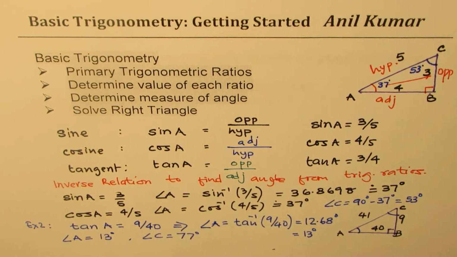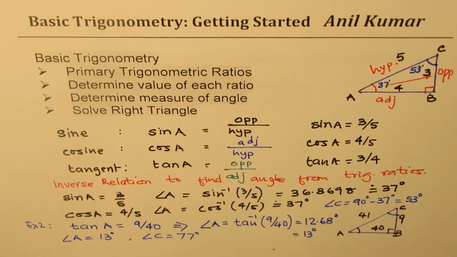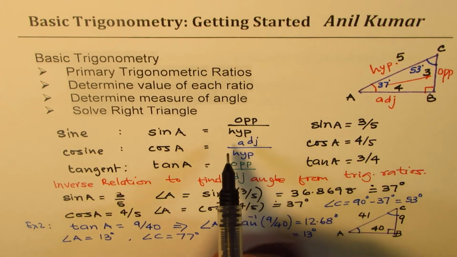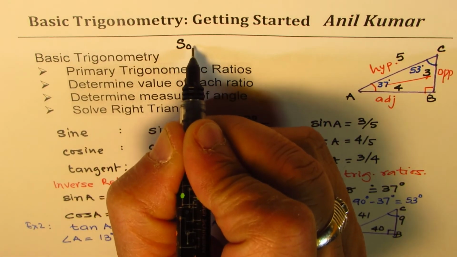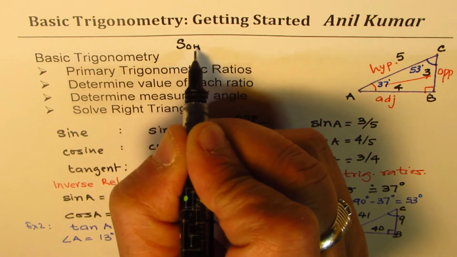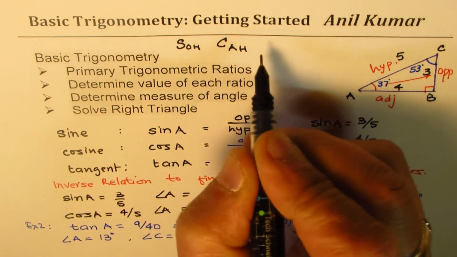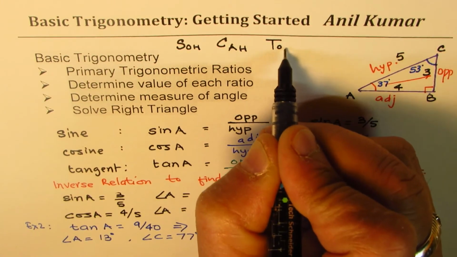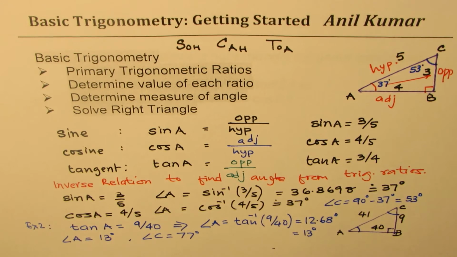Now, how do we remember that these ratios are defined like this? So we have a small acronym. So sine is opposite over hypotenuse, SOH. Cos is adjacent over hypotenuse. And tan is opposite over adjacent. SOHCAHTOA. This is how we remember it. Correct? So I hope the concepts are clear. We can now take up the test questions.